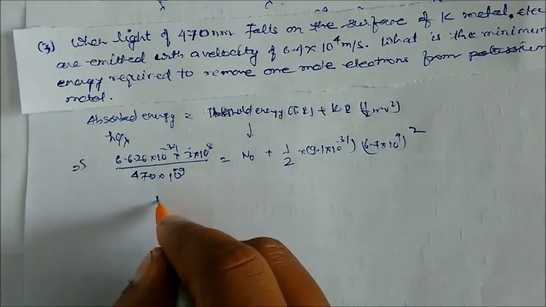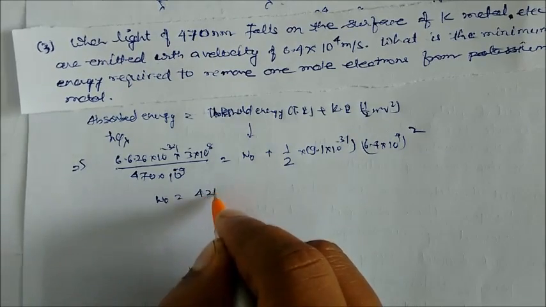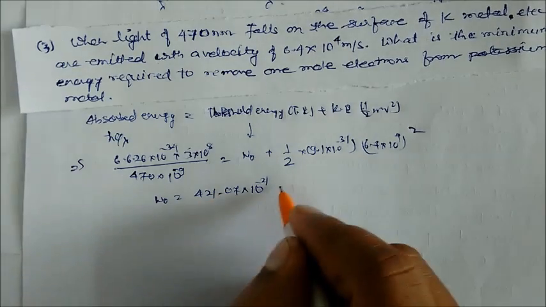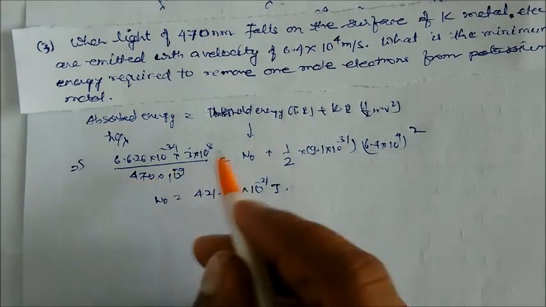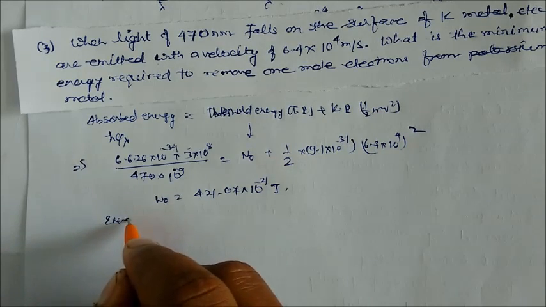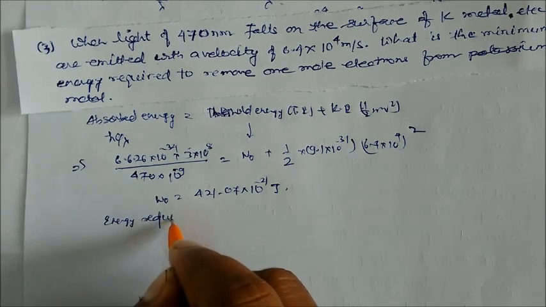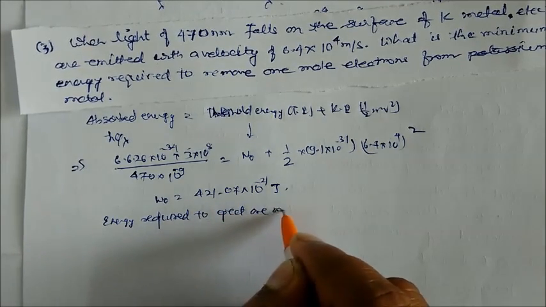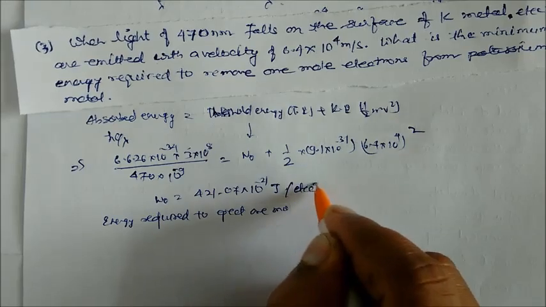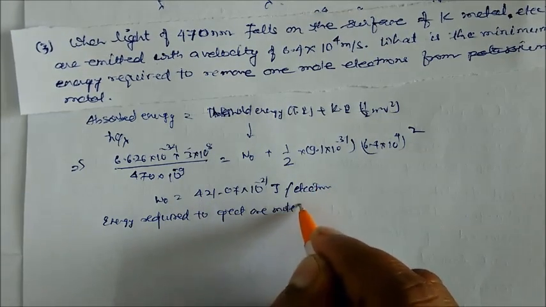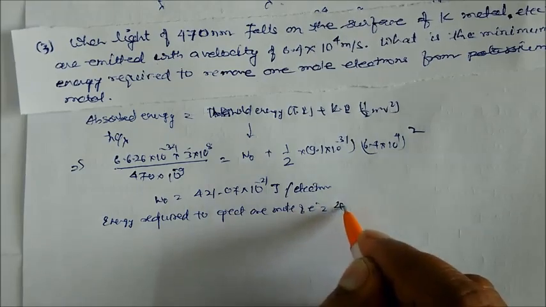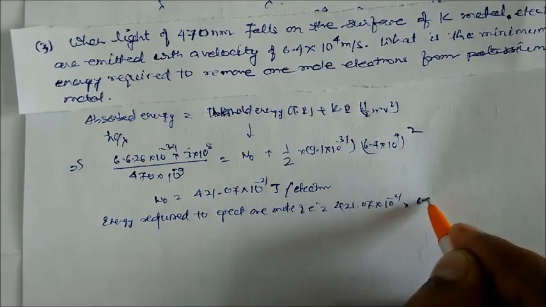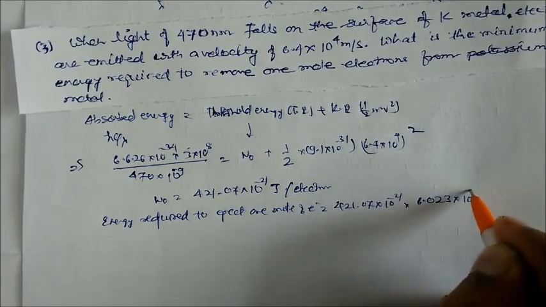So in terms of work function, it will be 421.07 into 10 to the power minus 21 joule. Okay, now the energy required to eject 1 mole of electron: this is for 1 electron, this is the energy we require per electron. So for 1 mole of electron we require 421.07 into 10 power minus 21 multiplied by Avogadro number. Avogadro number, you know, is 10 power 23.